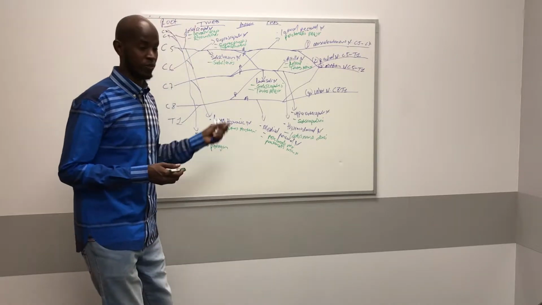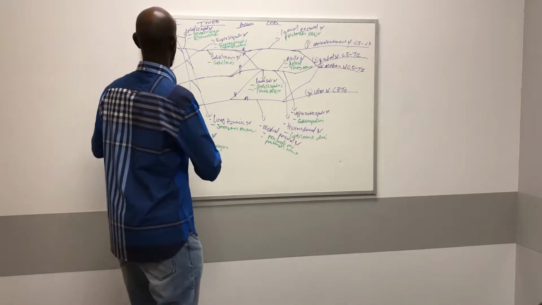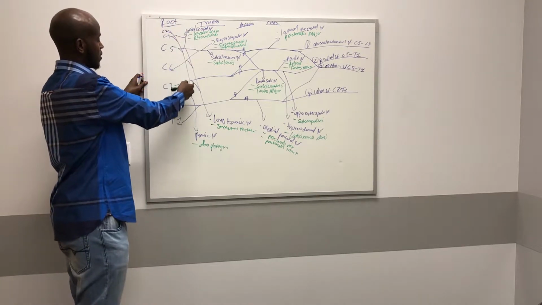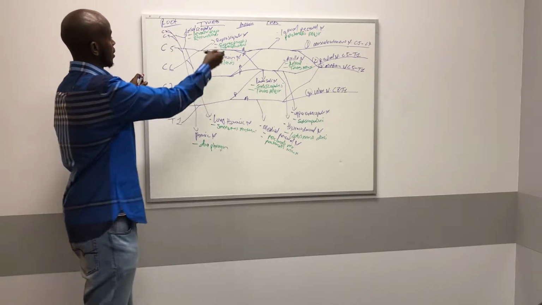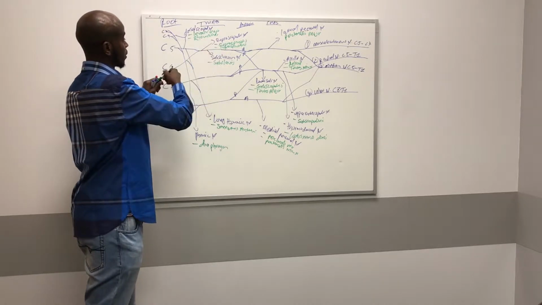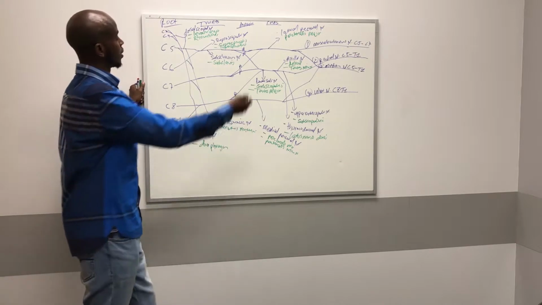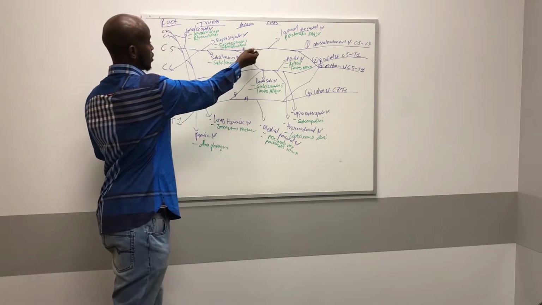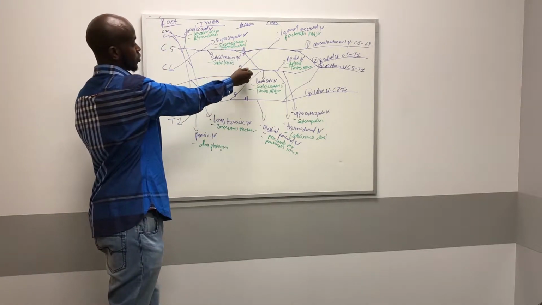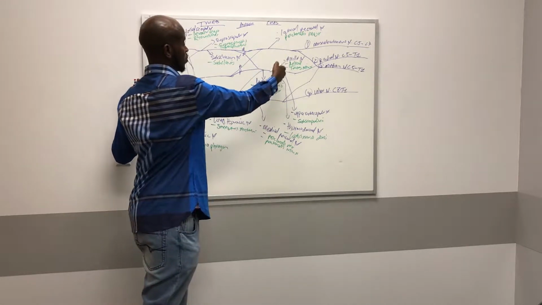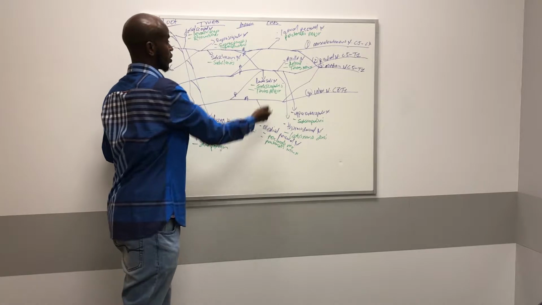This is where we left off last time. I explained the roots C5, C6, C7, C8, T1, the trunks: superior trunk, middle trunk, inferior trunk, the divisions, anterior division and posterior division of each, and the cords: lateral cord, posterior cord and medial cord.